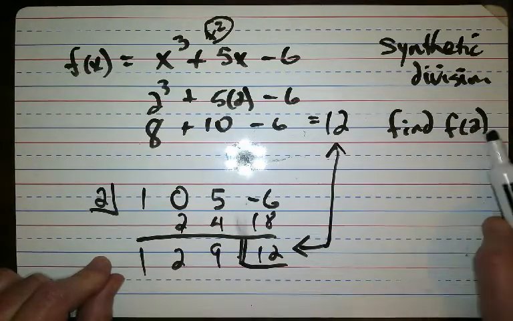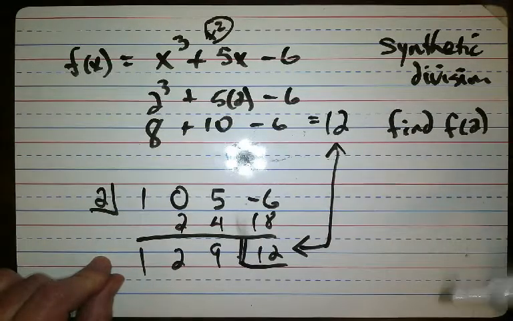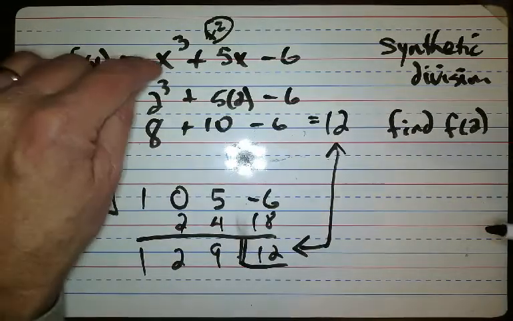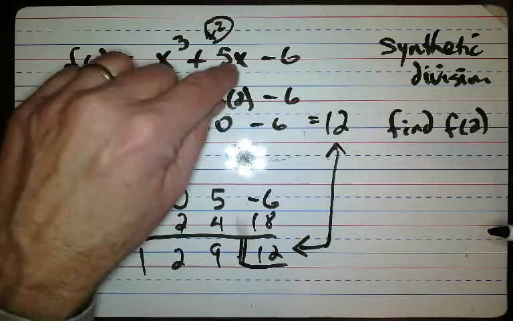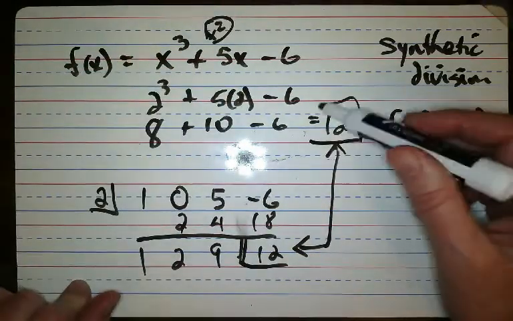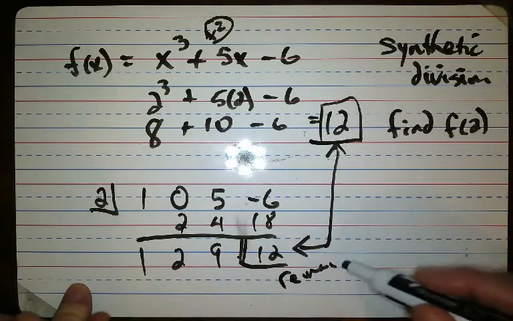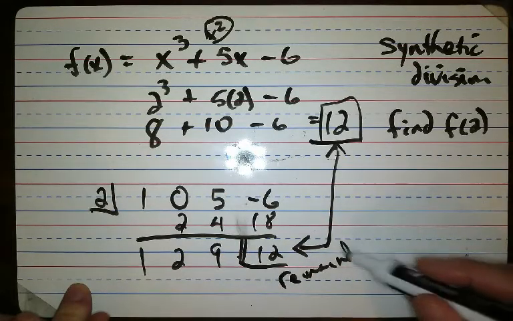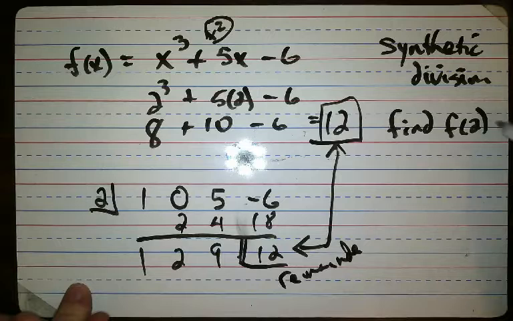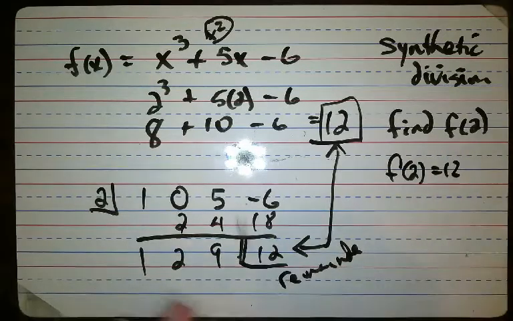So if I ask you to find f of 2 or f of 17 or whatever, you can always plug the number in here and then work it out and find the value, right? Or you can use synthetic division because the remainder is this value. F of 2 equals 12. How about that?